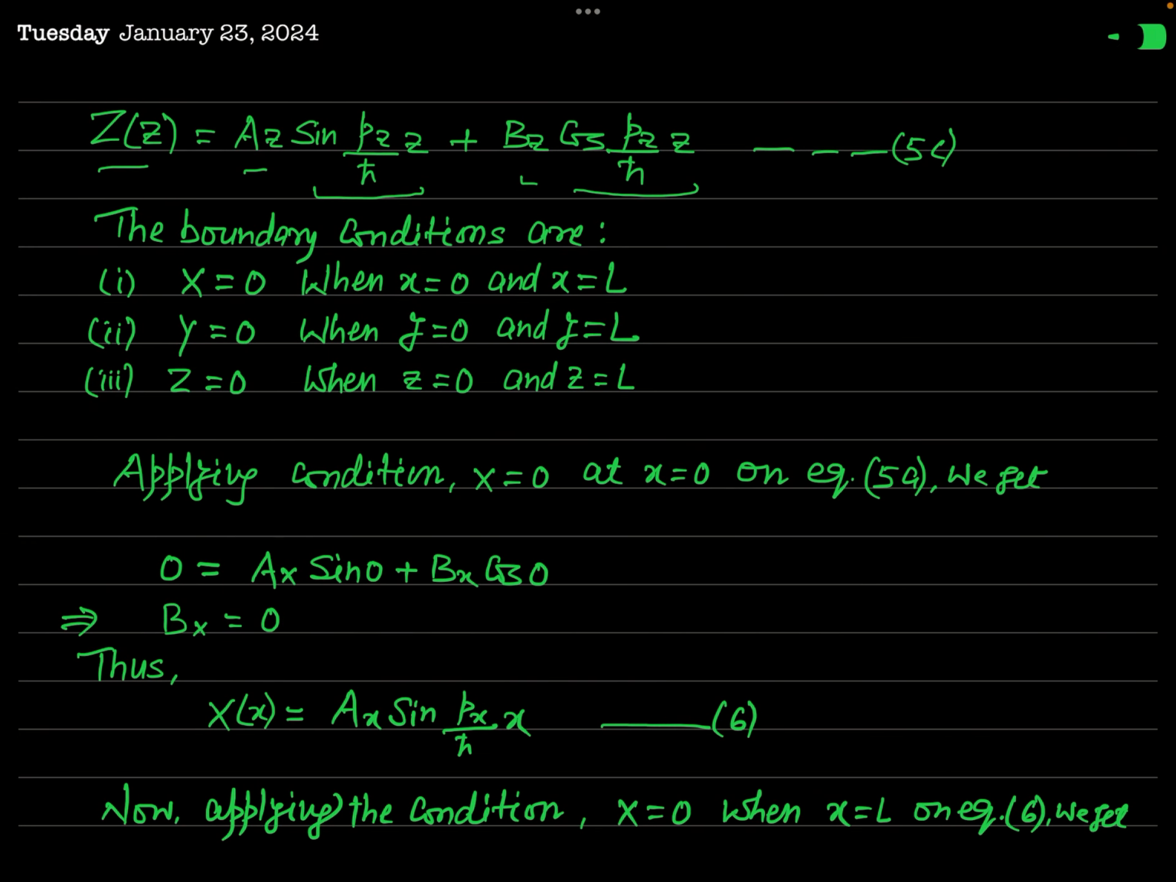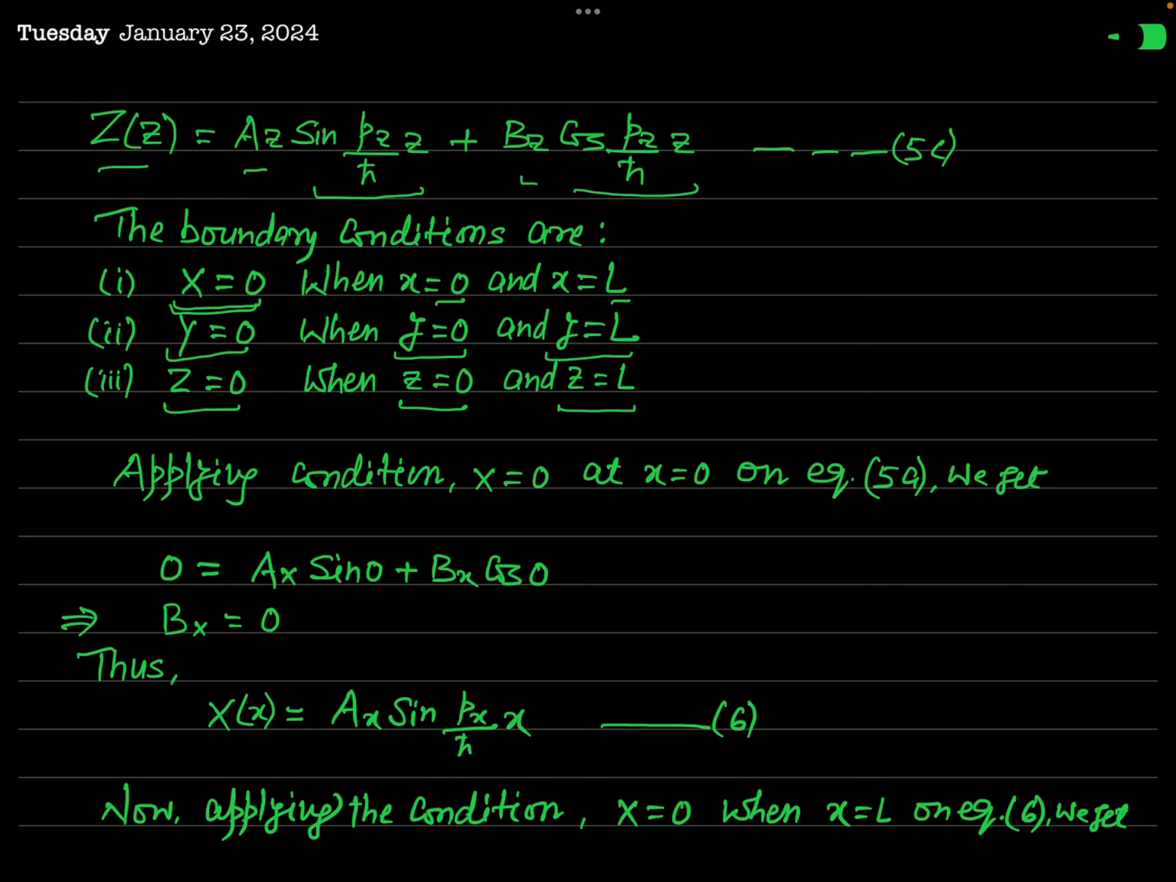Okay. So our boundary condition is that this capital X will be 0 when small x is either 0 or L. It means when x is 0 and x is L, in both conditions this capital X will be 0. Similarly, capital Y will also be 0 when small y is 0 or small y is L, and capital Z is 0 when small z is 0 and small z is L. Okay?